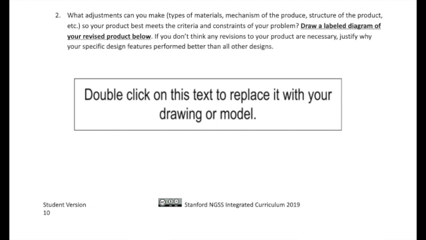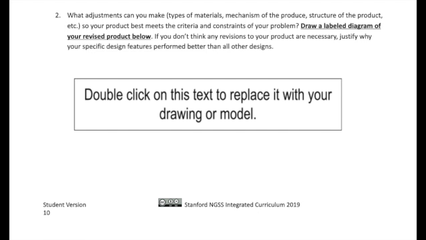After the group meeting, students will independently reflect and plan how to improve their own product and prototype. What adjustments can be made to the product so it better meets the problem's criteria and constraints? Can the type of materials be improved? What about the mechanism or structure of the product? Students can once again use Google Drawing or Tinkercad to draw a label diagram of their revised product.